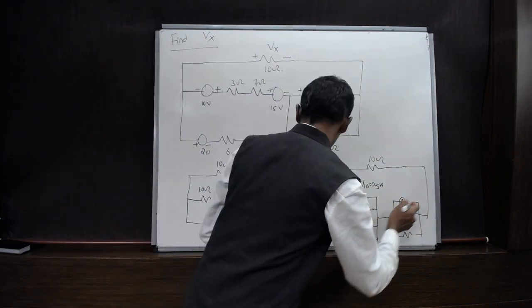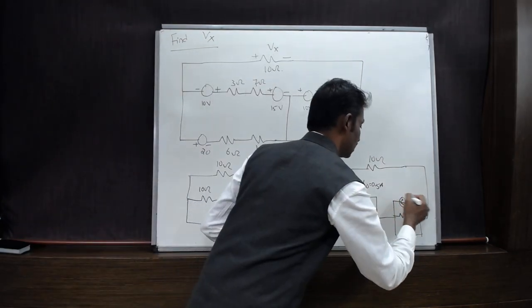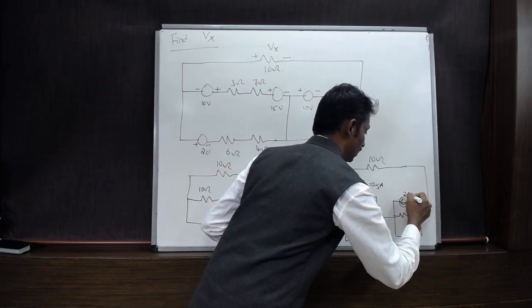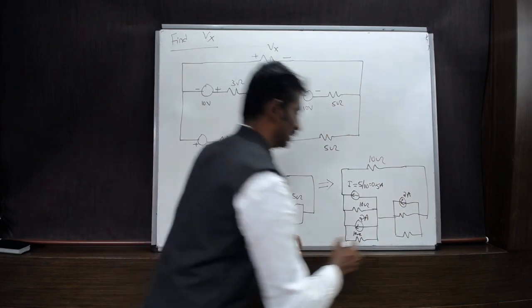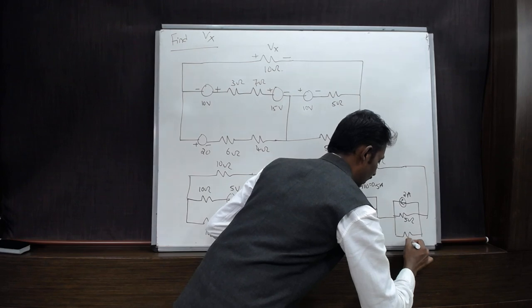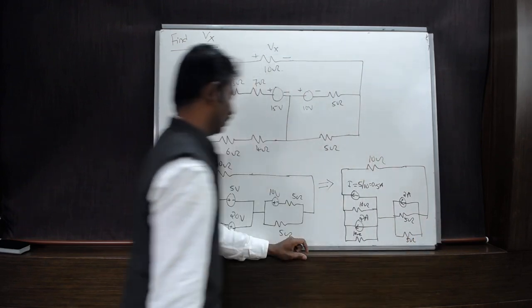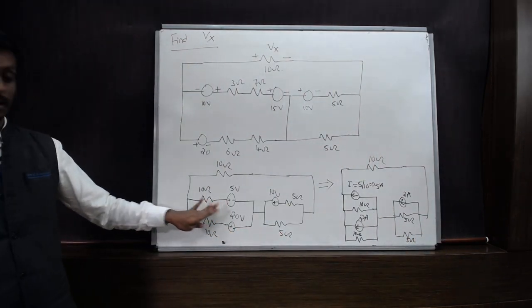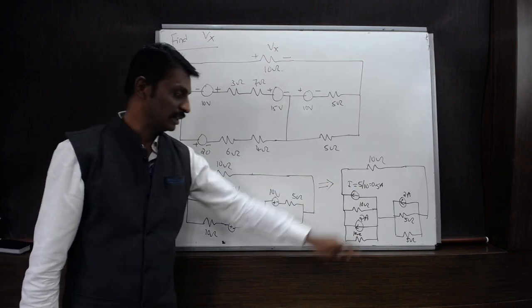The current value I will be equal to V by R. So V is 10, 10 by 5 is 2 amps, and the resistance is 5 ohm, and this resistance is 5 ohm. So we applied the source transformation, converting the voltage source into the current source.